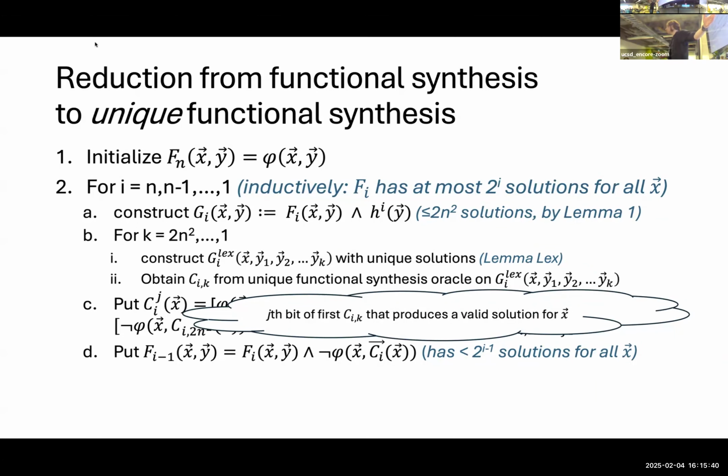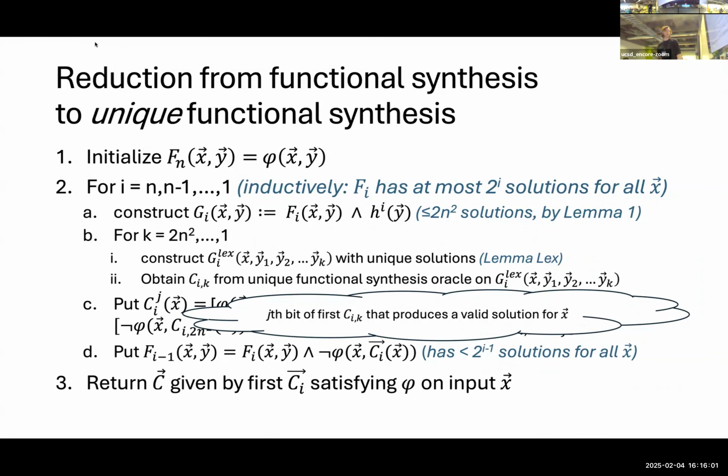Now I've gotten everybody who had at least 2 to the i minus 1 solutions. So, the induction hypothesis holds, and I can continue for the next iteration. Okay, so every time I reduce the number of possible solutions remaining to the formula by a factor of 2, and clearly in a polynomial number of rounds, I finish. Okay, simple, right?